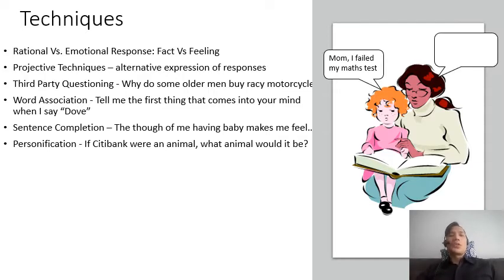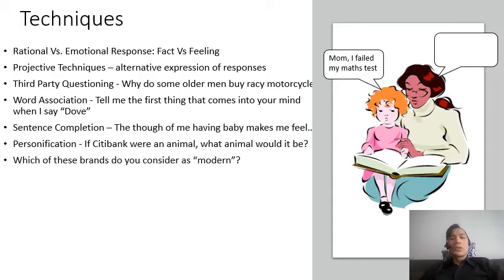Personification. You can get them to think about personifying a certain brand or a certain name or a certain product. Example, if Citibank were an animal, what animal would it be? This will help you to see how the consumers value or see the brand in a different context in a very interesting way. You can also ask them which of these brands they consider as modern, anchoring a particular attribute to see what comes top of mind when they feel a certain attribute.